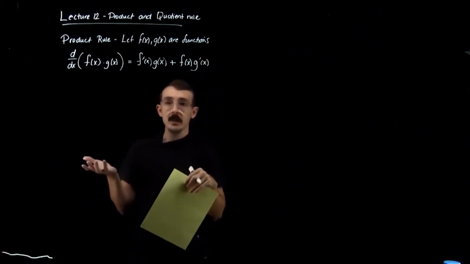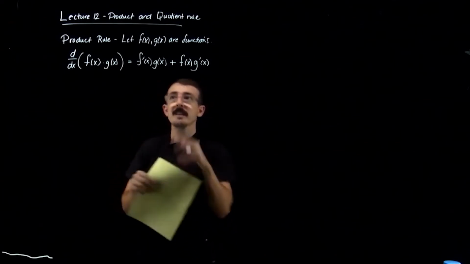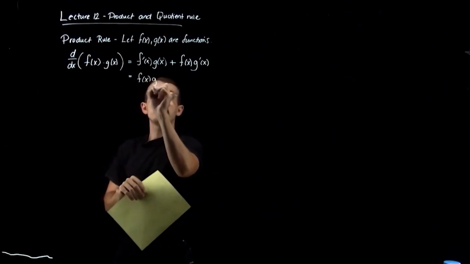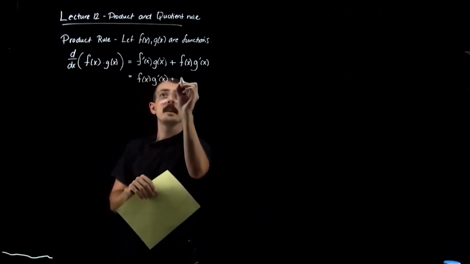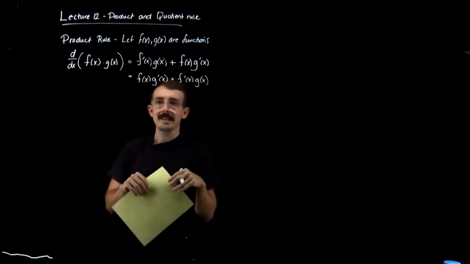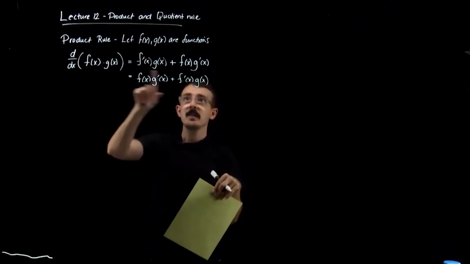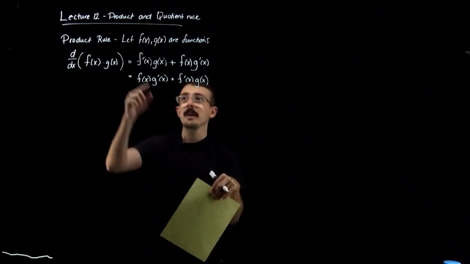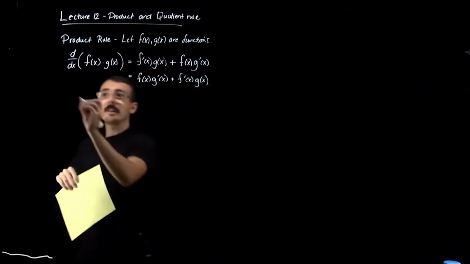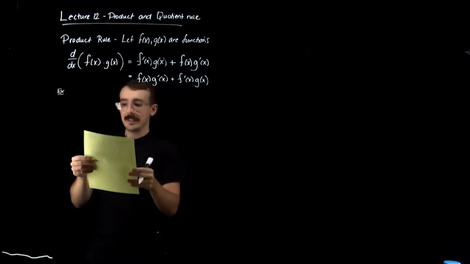Now it's good to note here that because addition is commutative, you could rewrite this as f of x g prime of x, plus f prime of x g of x. The point I'm trying to make is it doesn't really matter which one you take the derivative of first and then leave alone. Addition goes either way, so you could do it in either order. OK, so let's go ahead and put this rule to the test here.